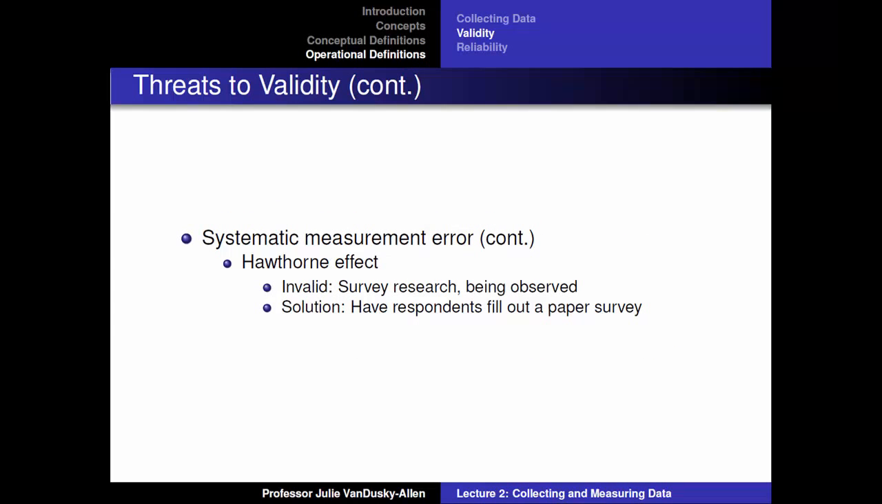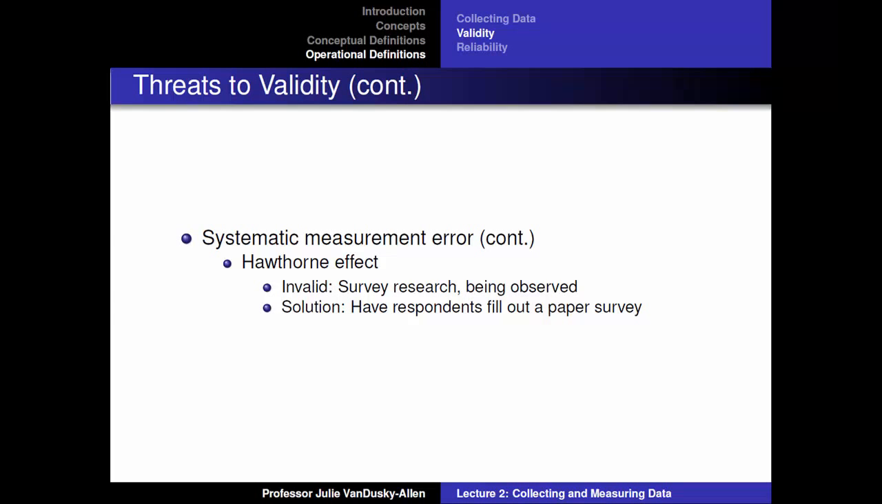The Hawthorne effect also leads to systematic measurement error. The Hawthorne effect occurs when you are collecting data from individuals and those individuals behave differently because they are being observed. For example, we know that when survey researchers ask respondents questions about race-related issues, the race of the survey researcher and the respondent matter.